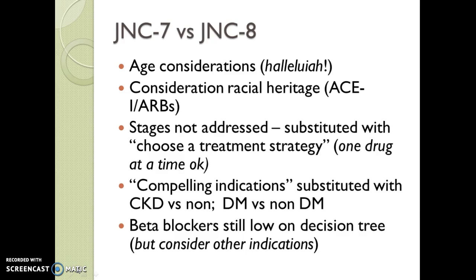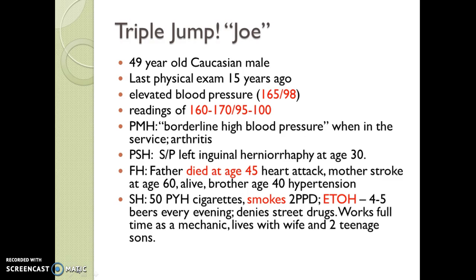There used to be a thought about compelling indications in terms of choosing drug categories, and this has been substituted with the concept that we have those who have chronic kidney disease or not, or those who have diabetes or not diabetic. Beta blockade is still low on the decision tree for a drug choice, but we do consider it for other indications, and we'll talk a little bit more about that later.